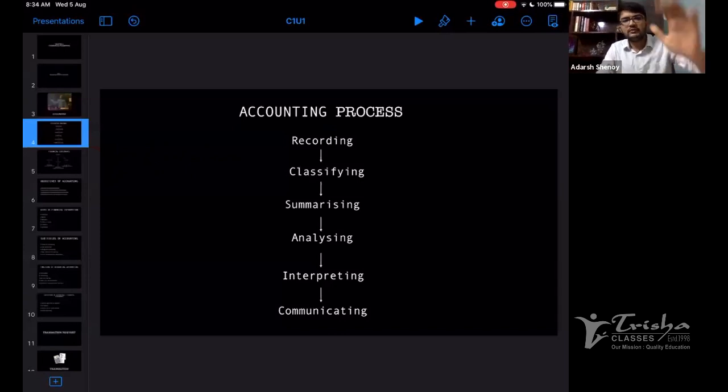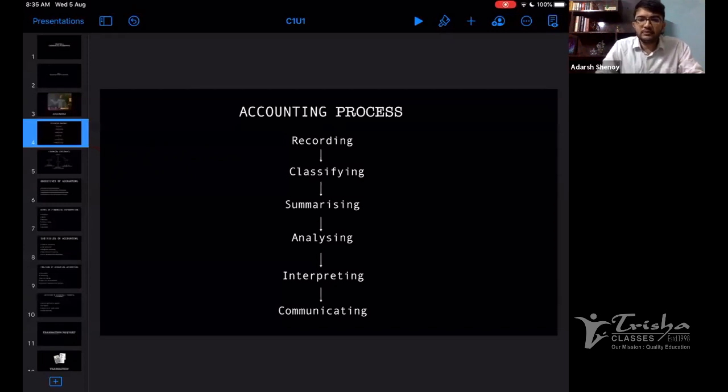So here, as I was mentioning, there's a sequence. What is the sequence, sir? It starts with what, sir? It starts with recording. Recording is either in the journal or the subsidiary books. Then after recording, it goes into the ledger. From the ledger, we prepare something called the trial balance, which is a summary. And from the trial balance, we go to the financial statements.